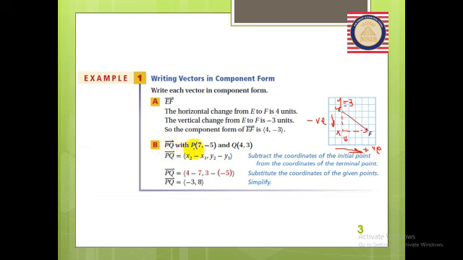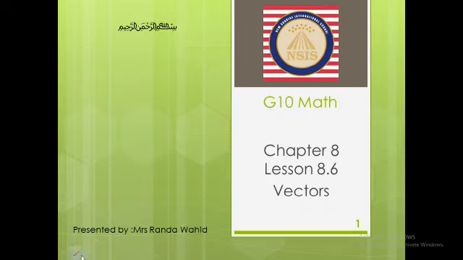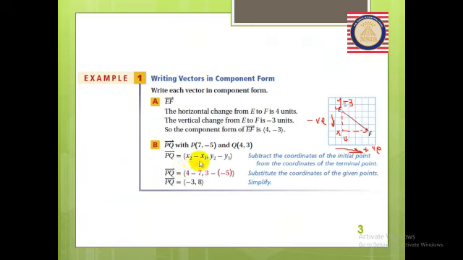PQ, with P at 7 and negative 5. Here he gives you the points, point P and point Q, as ordered pairs. How can we get the component form of this vector? Do you remember what we said? The x is the horizontal change, and the y is the vertical change. So we're going to make the horizontal change.